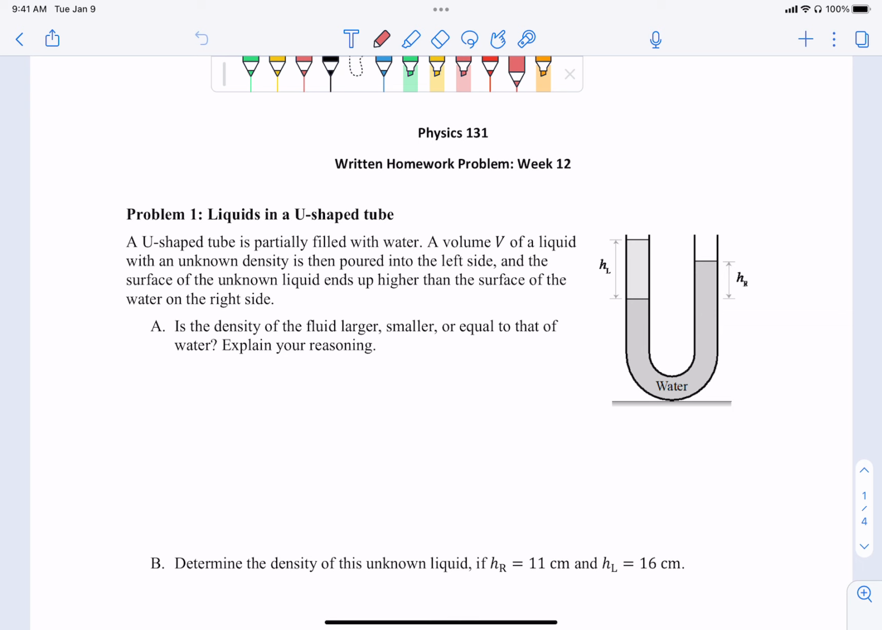And then the surface of the unknown liquid ends up higher than the surface of the water on the right side. So part A asks us, is the density of the fluid larger, smaller, or equal to that of water? And to explain our reasoning. So the fluid is smaller than water. That would be correct. Does anyone want to explain? Give a little bit more detail as to why?